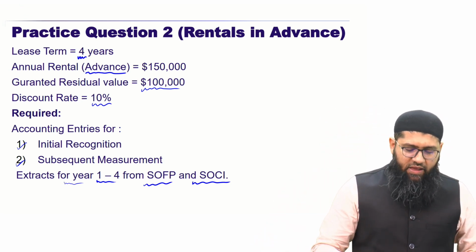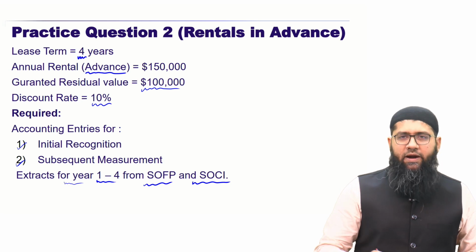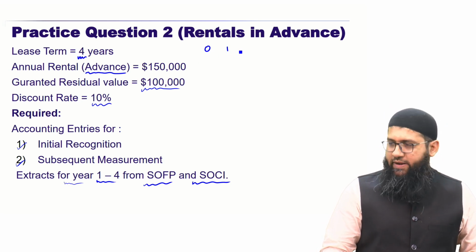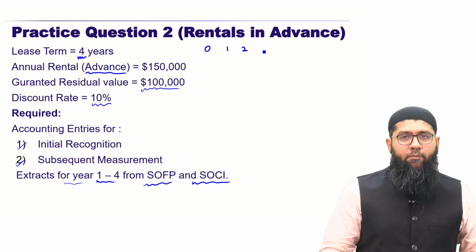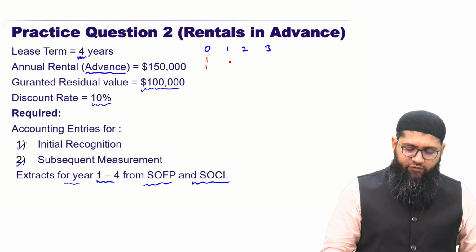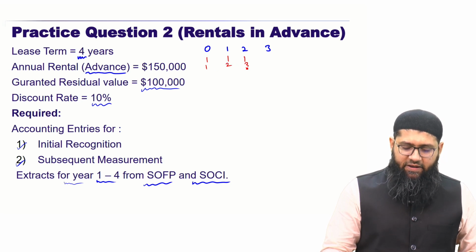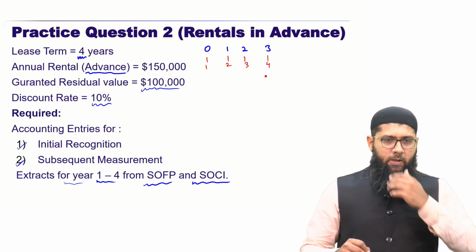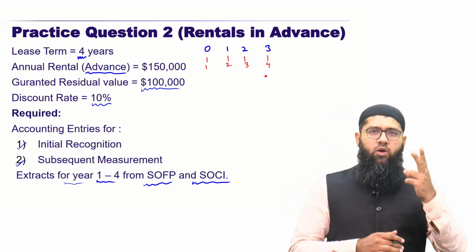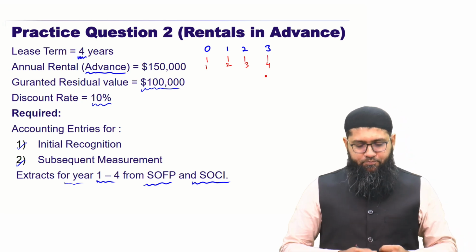If the lease rentals are being paid in advance, what are going to be the timings of those lease rentals? It's going to be time period 0, time period 1, time period 2 and time period 3. So you will have 4 rentals being paid here. This is the first rental, this is the second rental, this is the third rental, this is the fourth rental. So 4 rentals are going to be paid like this, at time periods 0, 1, 2 and 3.